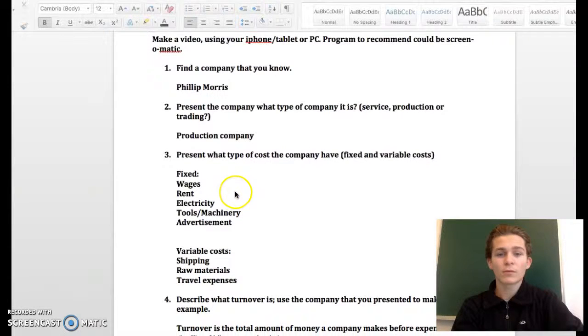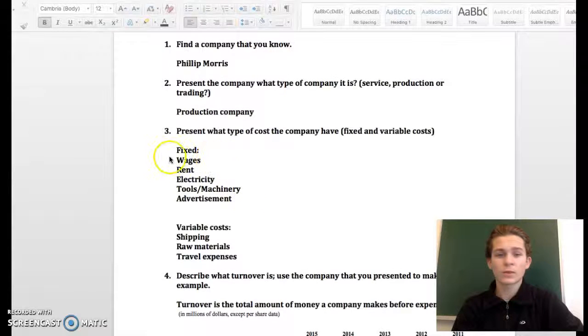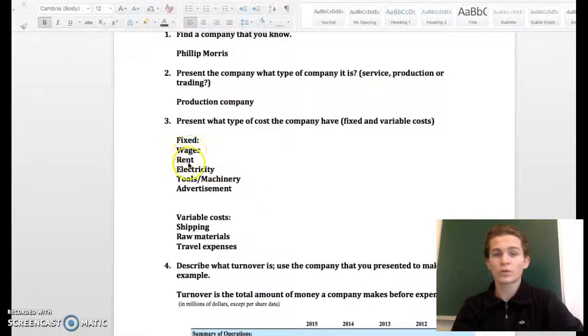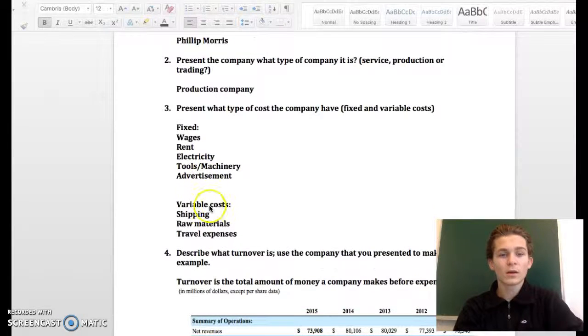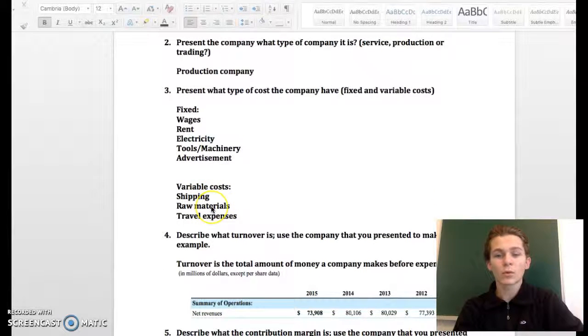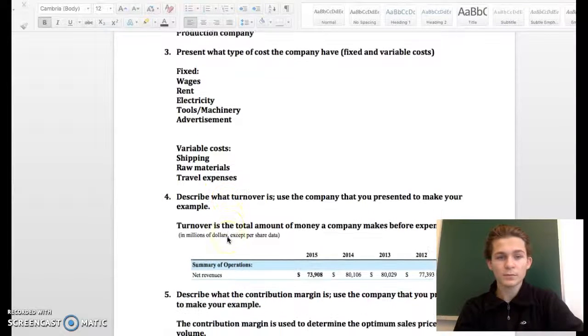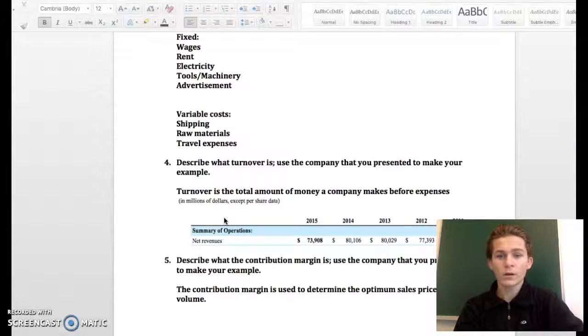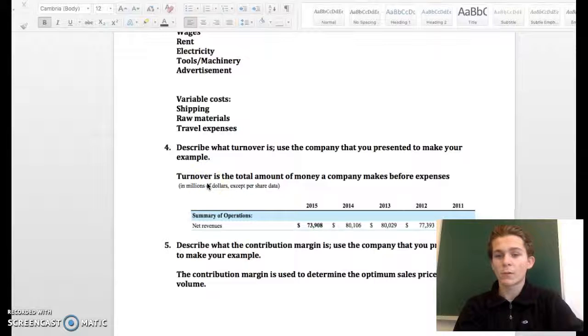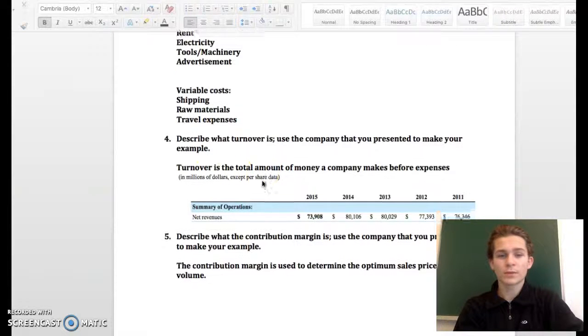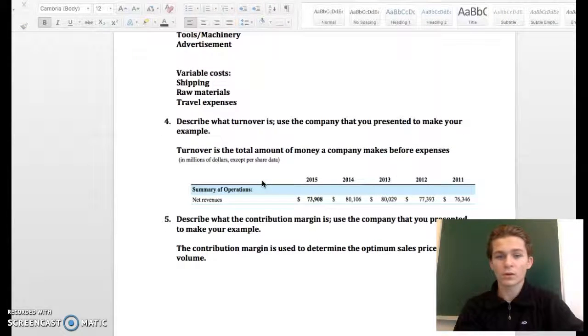Some fixed and variable costs for the company. We're starting off with the fixed, which are wages, rent, electricity, tools, machinery, and advertisement. Variable costs could be shipping, raw materials, and travel expenses. And to describe the turnover, it is the total amount of money a company makes before expenses. So no taxes and no nothing.